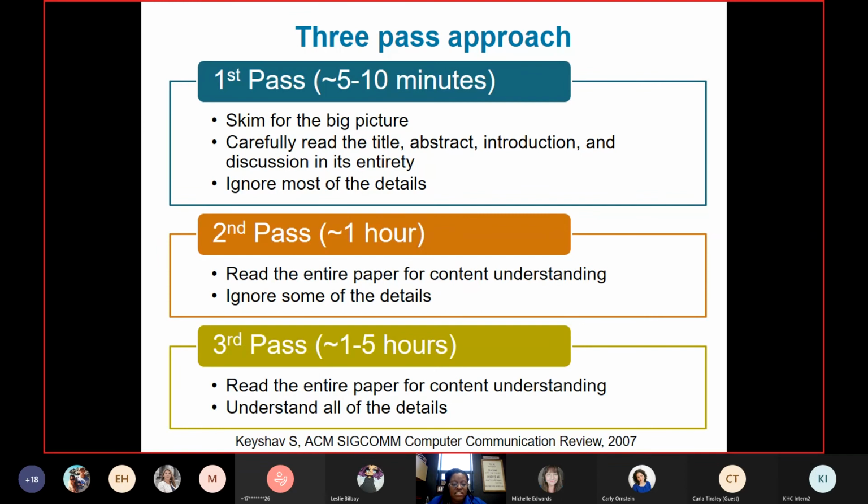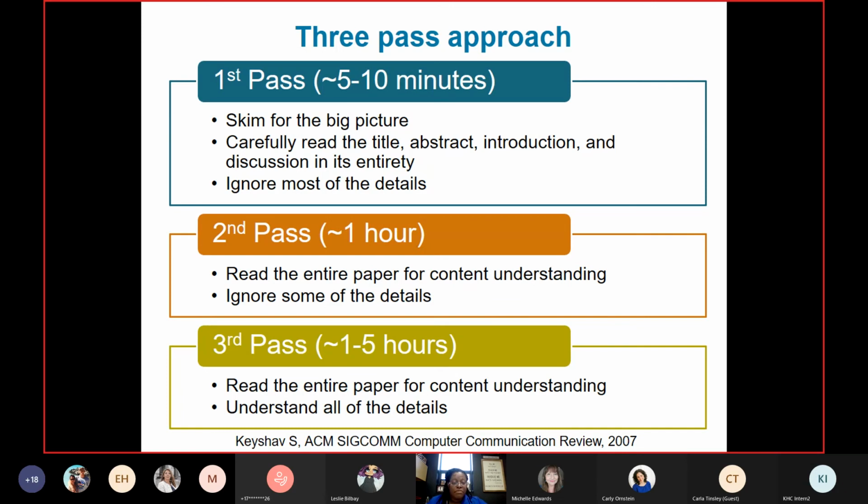The second pass takes you about an hour. So you're going to read the entire paper to try to better understand what's happening. So now you're going to have to get a little bit more into the jargon, and you still are going to ignore some of the details, but not most of the details. So you're going to try to learn a little bit more about what this particular method is, or what this particular guideline that was given out before about screening lung cancer is. So you're going to spend about an hour.